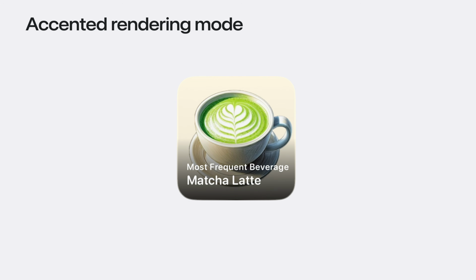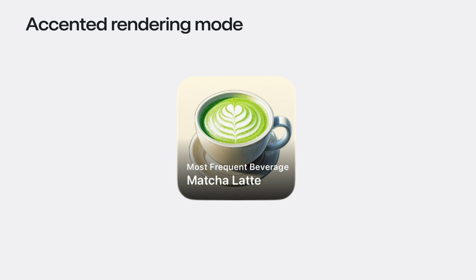Some widgets might need some tweaking to look their best in accented mode. I've added a widget to my app that shows me my most frequently consumed beverage. For me, it's a matcha latte. My widget has a big image representing the beverage, a title at the bottom, and a gradient behind the text, making it more readable when placed on top of the image.